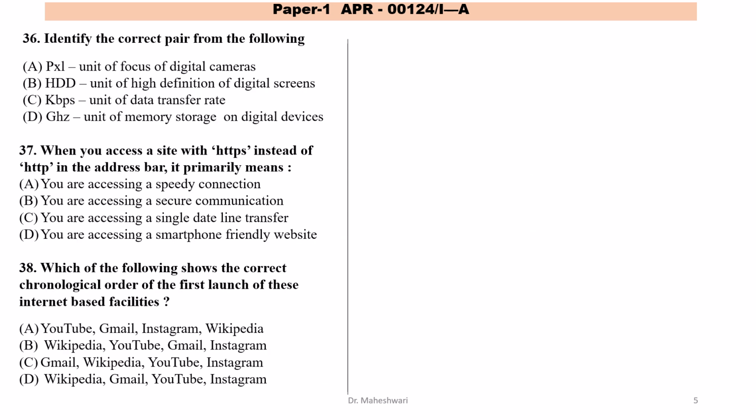Now let us go to the next one, that is 36. Identify the correct pair from the following. So you have to identify the correct pair. What is the pair which they have given here? Question number 36: PXL they have given, that is the unit of digital camera, HDD, then they have given us kbps. Now kbps is a unit for data transfer rate, and GHz. Now if you see the correct pair, you will find the correct pair is C.